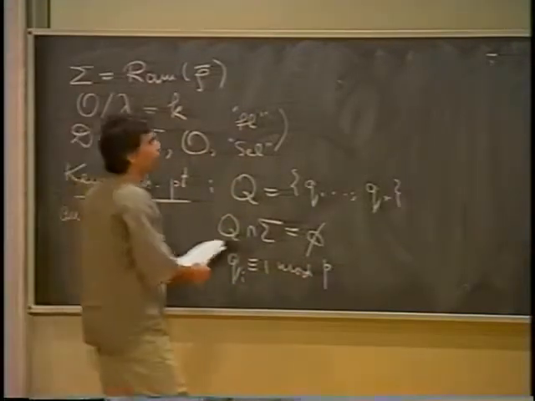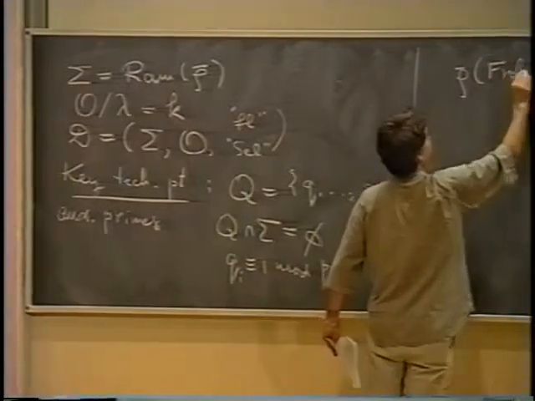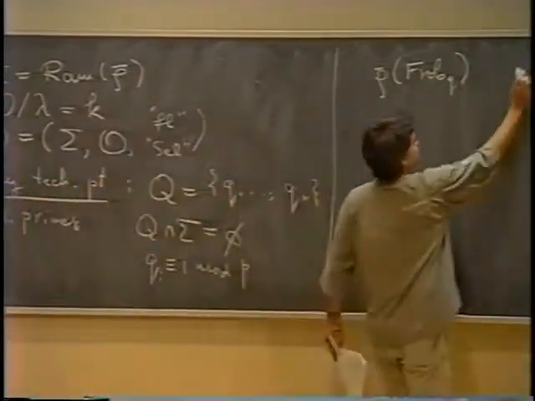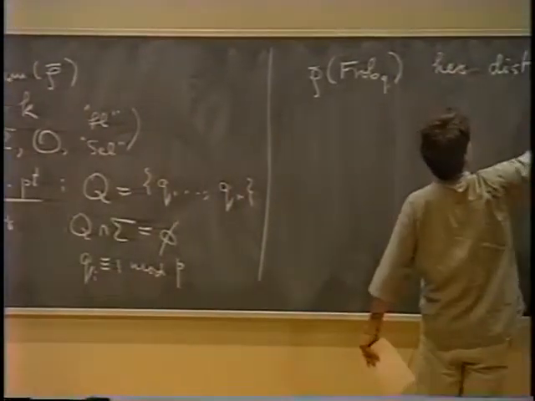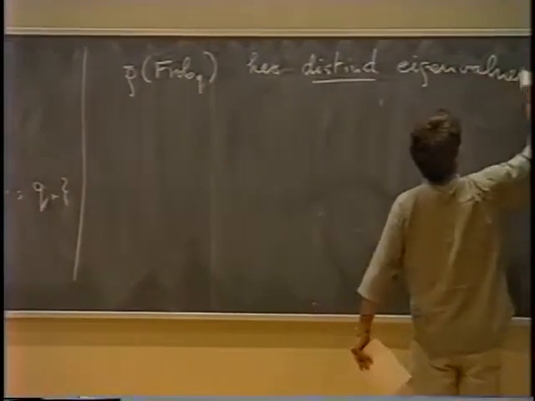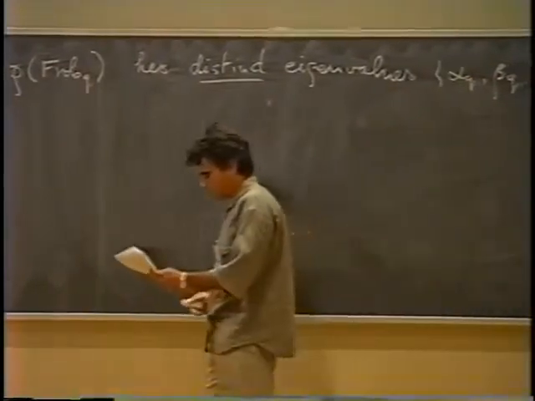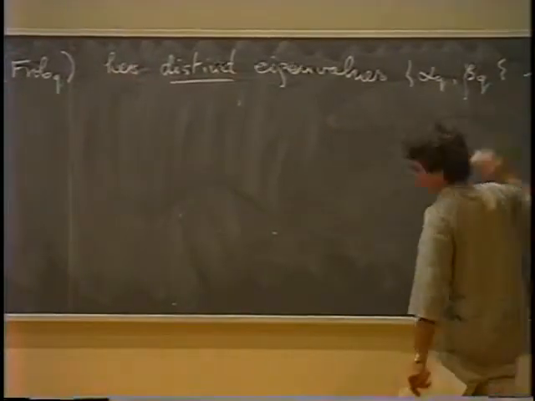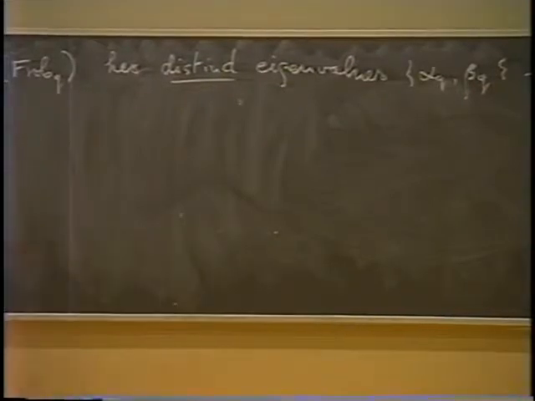And very important, I want rho bar of Frobenius at Q, which makes sense because Q is disjoint from the ramified primes, to have distinct eigenvalues, which I will call alpha Q and beta Q. In K, well, in case the eigenvalues belong to the quadratic extension of K, then just replace K by the quadratic extension and replace O.